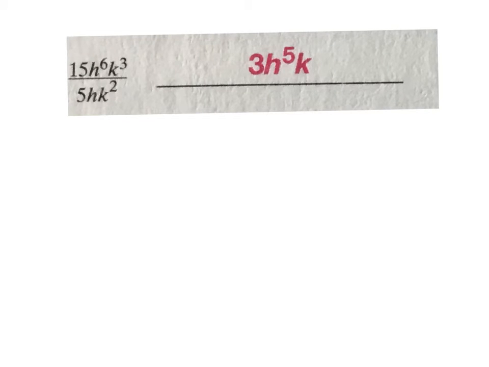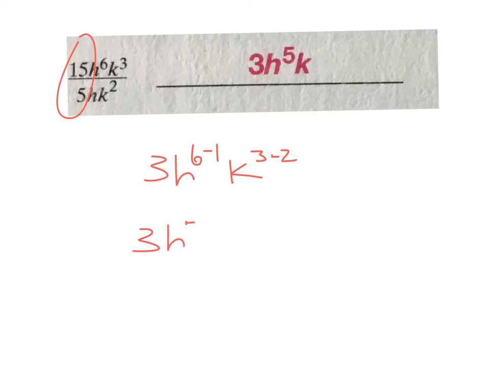Alrighty, on these, 15 divided by 5 is 3. H to the 6 minus 1, k to the 3 minus 2. So 3 times h to the 5th, because 6 minus 1 is 5. 3 minus 2 is 1, so k to the 1st power.